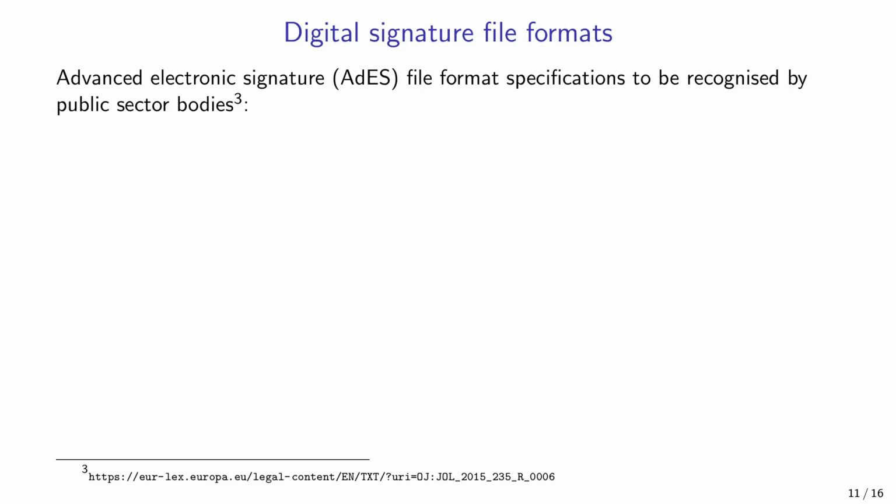Let's look at the actual digital signature file formats used in practice. The eIDAS implementation decision specifies several advanced electronic signature file format specifications to be recognized by public sector bodies in the whole European Union. There are three types of file formats. The first is the XML-based XAdES signature format. XAdES stands for XML Advanced Electronic Signature.